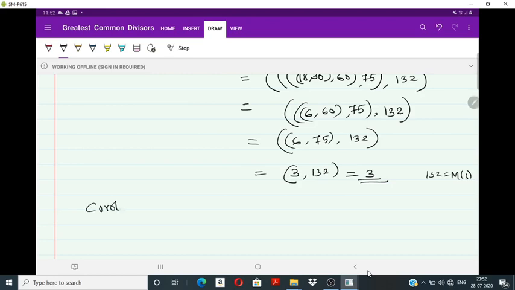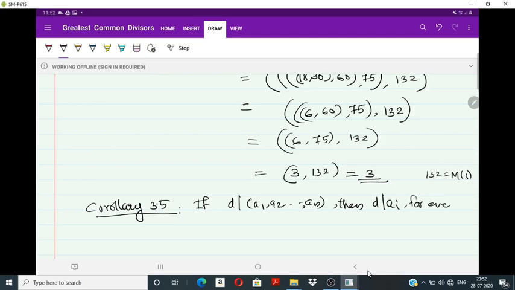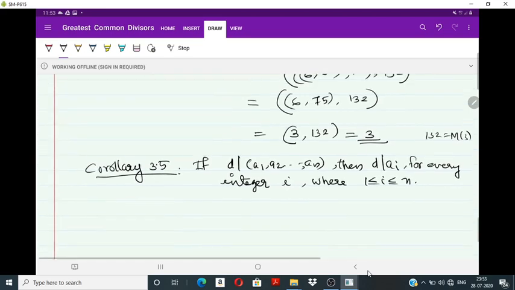Now we have two corollaries. Corollary 3.5 states that if D is equal to GCD of A1, A2, etc., AN, then D divides AI for every integer I, where 1 less than or equal to I less than or equal to N. So this is our first corollary.